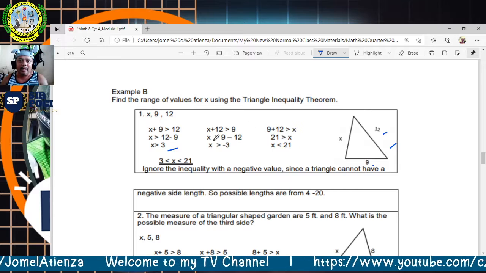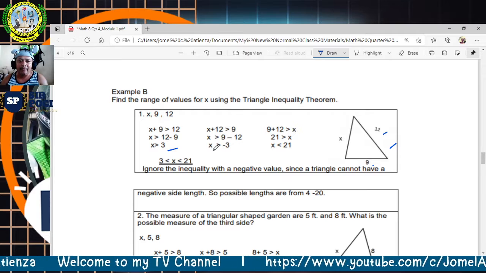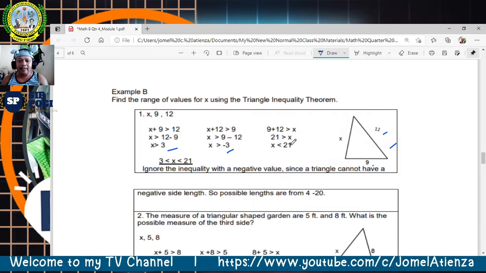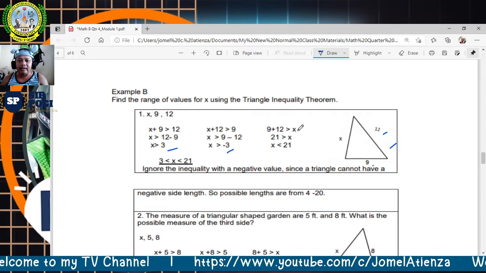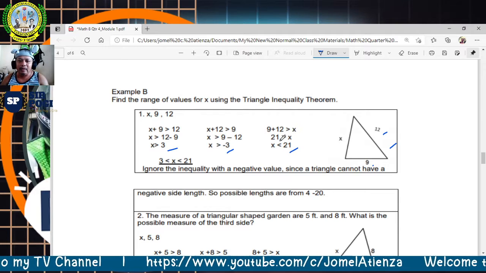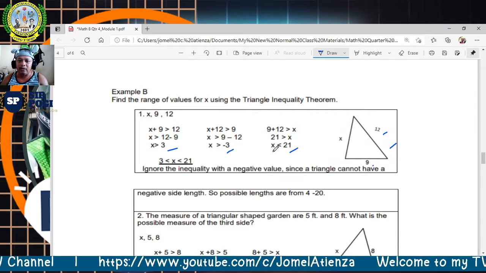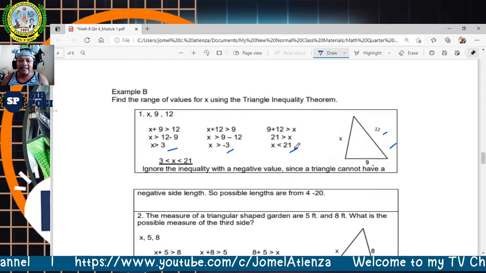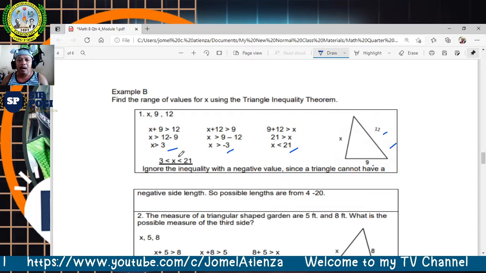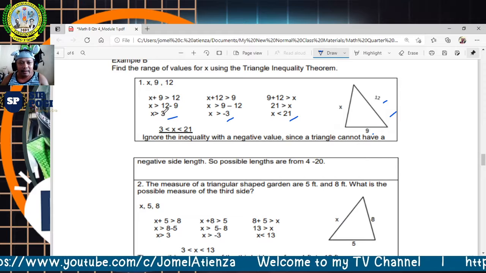So, pwede. Then another one, x plus 12 is greater than 9. So we have now x is greater than negative 3. Another one is 9 plus 12 is greater than x. So therefore, 21 is greater than x, so babaliktarin lang po natin yon. So therefore, x is less than 21.